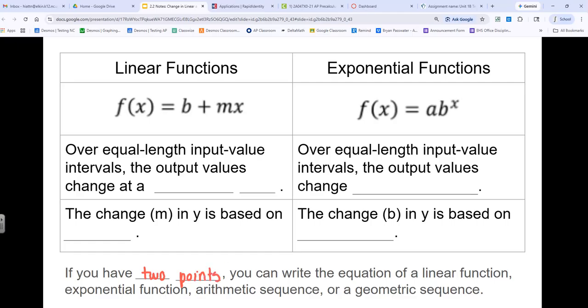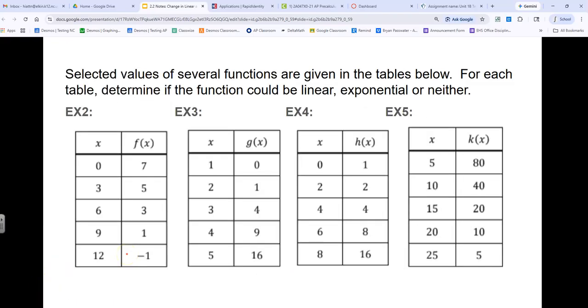Then you can write linear or exponential functions. You have enough information to write linear or exponential functions, or arithmetic or geometric sequences, because they correspond. So let's look at tables. If we are trying to decide whether a function is linear, exponential, or neither, the first thing we have to check is that we have consecutive equal length input value intervals, right? That just means that x is going up by the same amount each time. So if I look at all of my x values, do I have consecutive equal length input value intervals for all these tables?